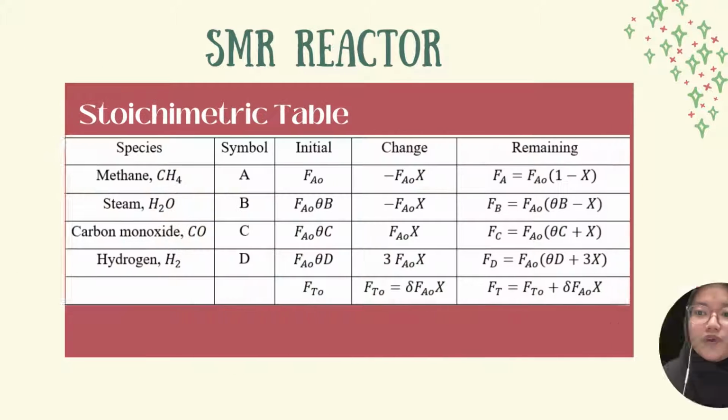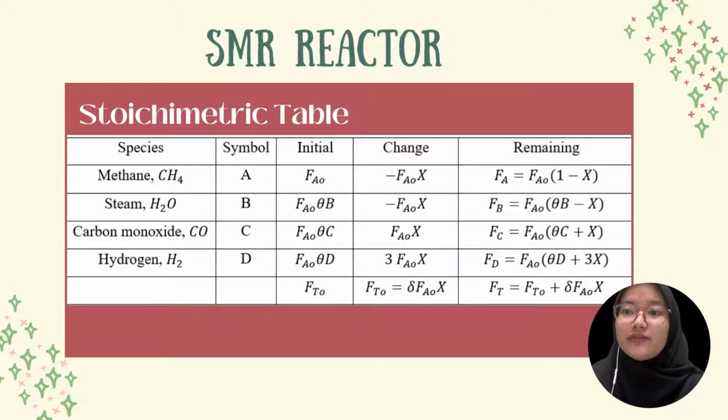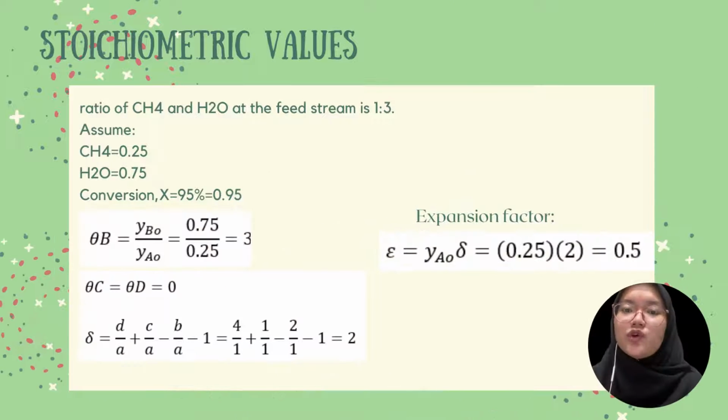Here is the stoichiometric model for the SMR reactor, which will help us to determine the values that will be used in our calculation later. Based on reference, we know that the ratio of CH4 and H2O at the feed stream is 1 to 3. Hence, we assume the fraction of CH4 as 0.25 and H2O as 0.75. And the conversion for the reaction is assumed as 95%.